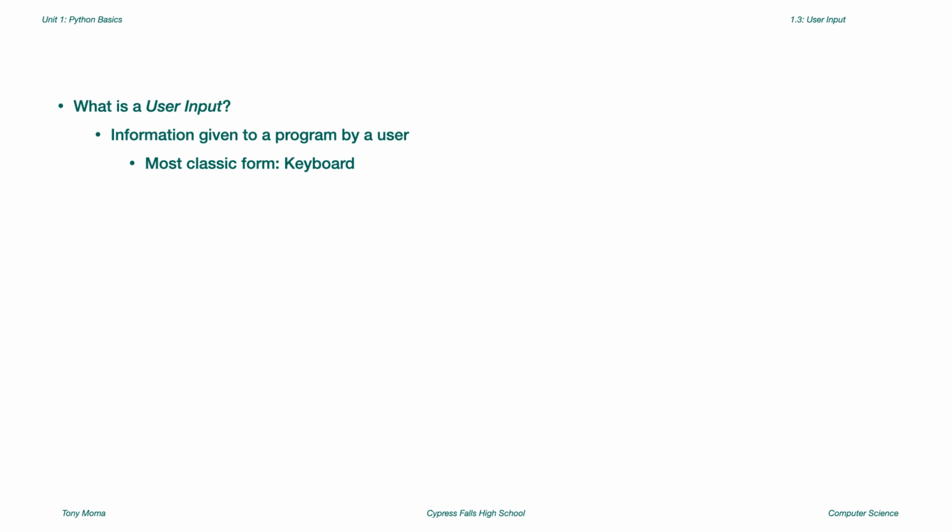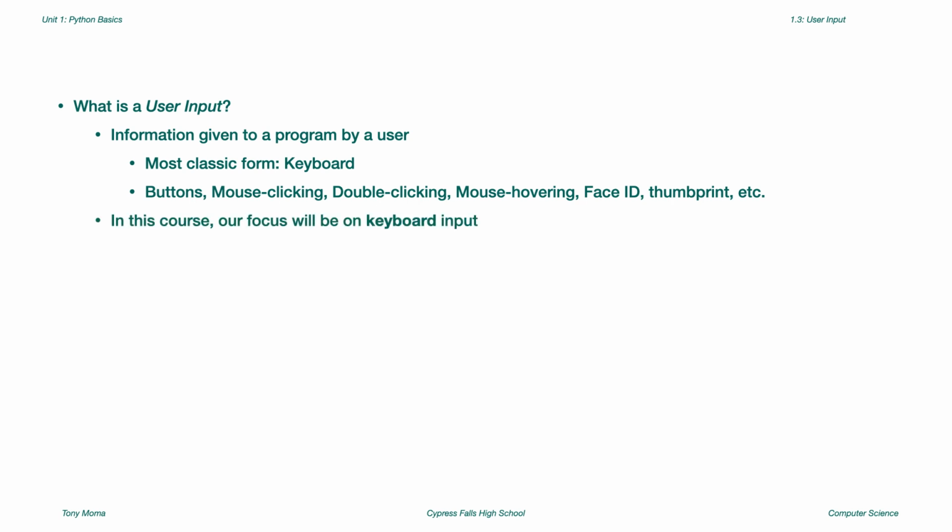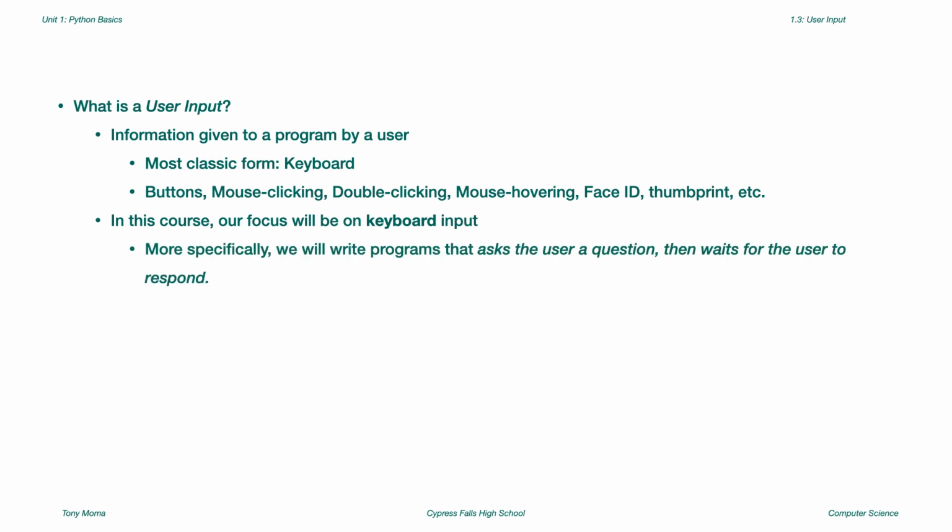In 2023, we have many other forms of user input. We have buttons, mouse clicking, double clicking, mouse hovering, Face ID, thumbprint, etc. There are many ways that we as users can communicate and send information to a program. However, in this course, we're just going to focus on one way, the keyboard way. More specifically, we're going to write programs that ask the user a question, then wait for the user to respond before proceeding. We will do this using the input method, which we will learn about in this video.